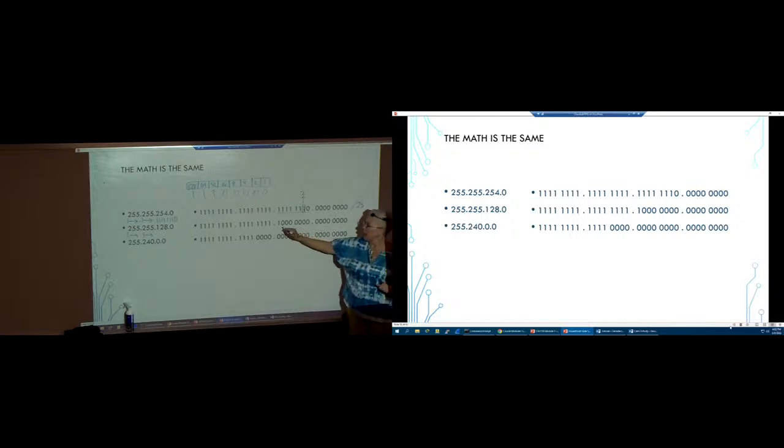Okay, what octet am I in for the second one? I'm in the third again. Okay, here's my last network bit. What's the positional value? 128. How do I write it in slash notation? Slash 17.